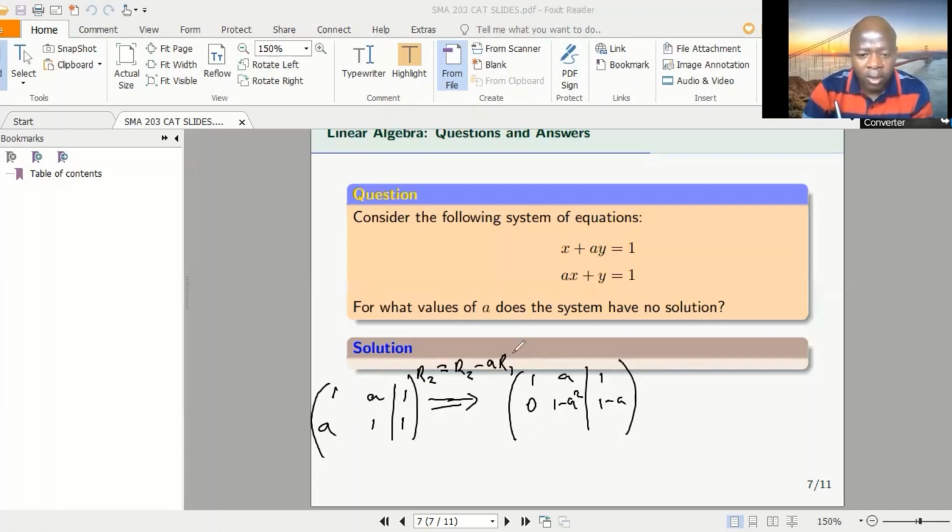So now the question is, for what values of A does this system have no solution? For this system to have no solution, there are two things to consider here. We consider this part and this part. This part should be 0.